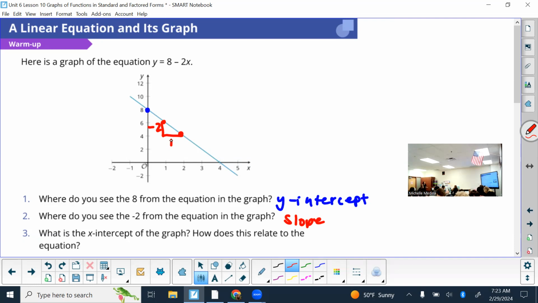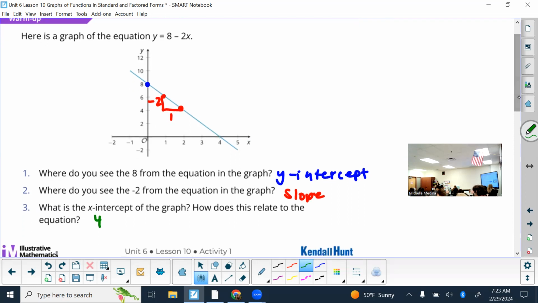Now table 5, what is the x-intercept of a graph? 4, good. Table 6, how does the 4 relate to the equation? So the x-intercept is 4. Do we see a 4 in the given equation? No. Does anyone know where the 4 would necessarily go? For the x, when what happens?